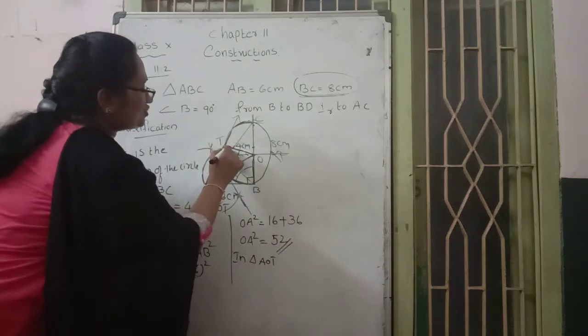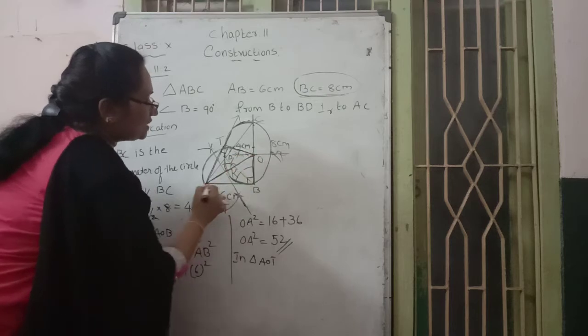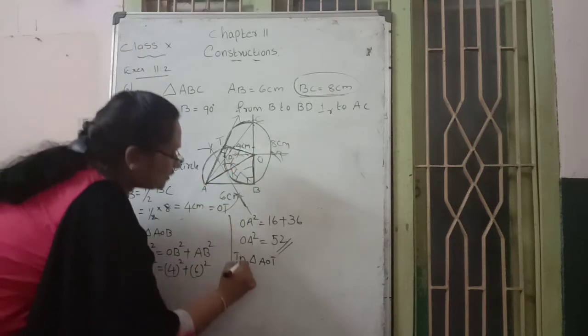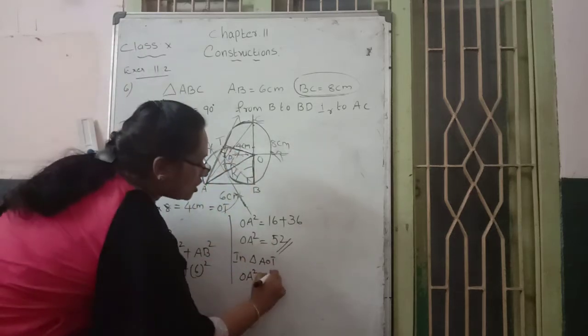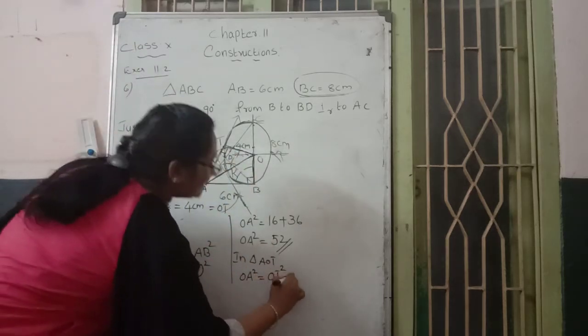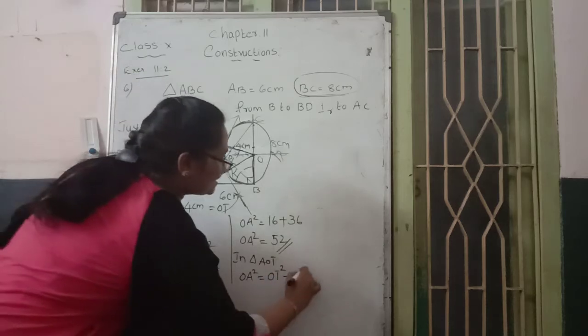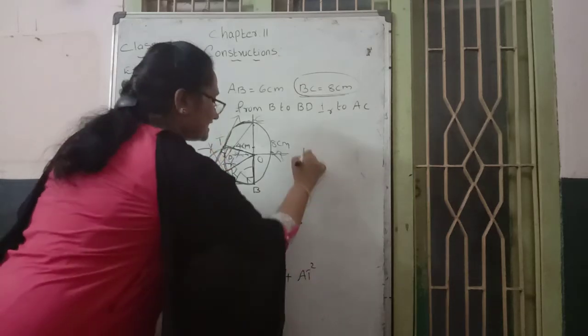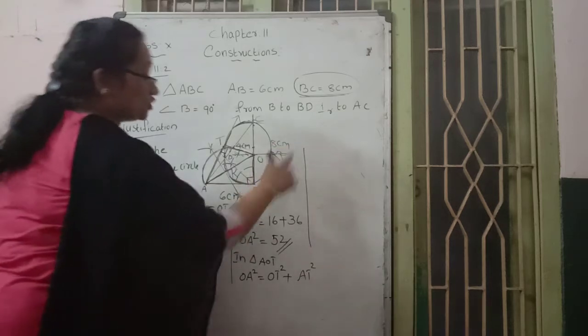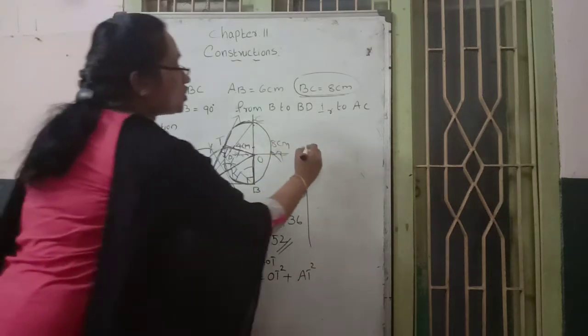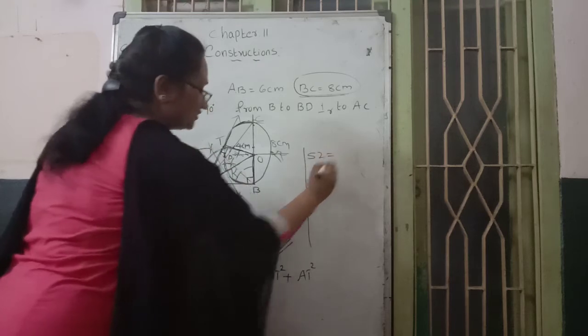Then with respect to the T vertex, which is opposite the hypotenuse side, OA square. So we write OA square is equal to altitude OT square plus base AT square. Then here I am going to write the OA square value. How much do we have? OA square is 52.